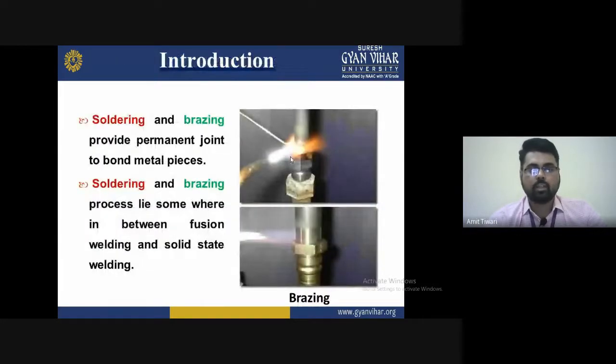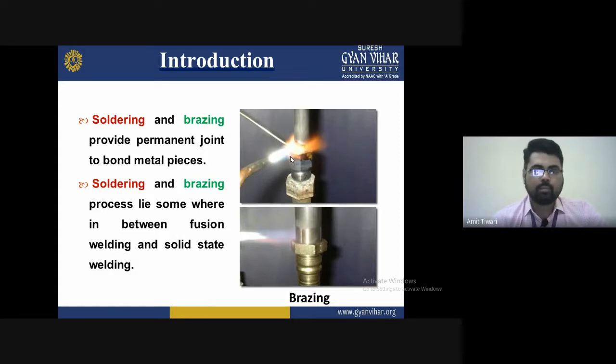In the introduction, first we are covering soldering, and after that brazing. Soldering and brazing provide a permanent joint to bond metal pieces. As you see in the picture, soldering and brazing are permanent joints when you are joining metal pieces, whether two dissimilar or similar pieces, if you want to join them in a permanent way. Soldering and brazing are among the best options to provide good quality joining.